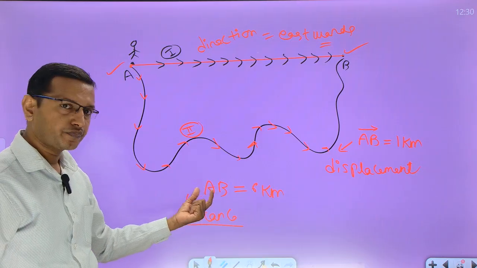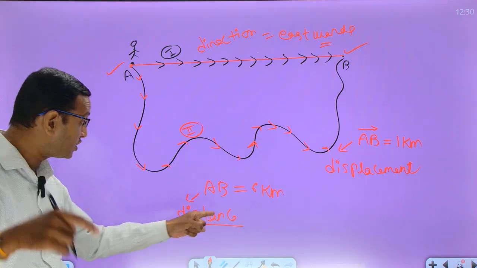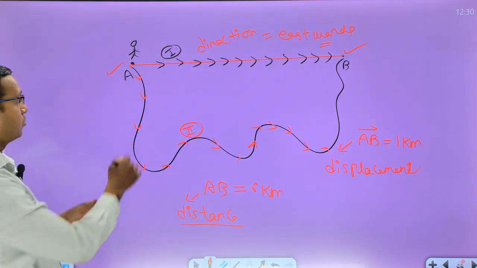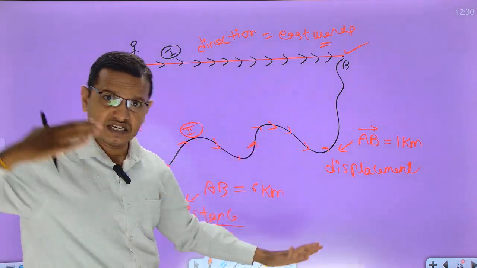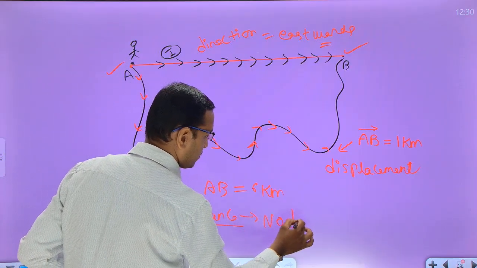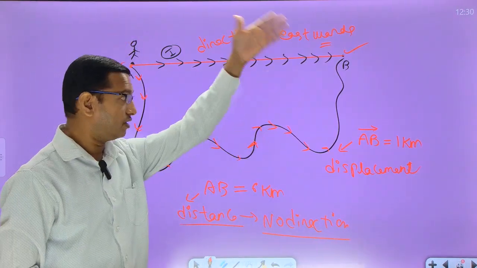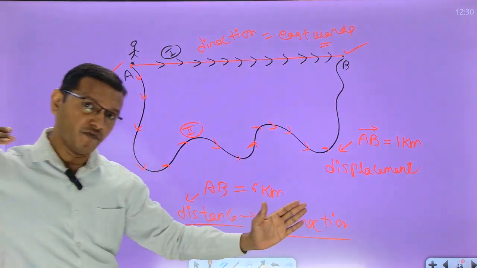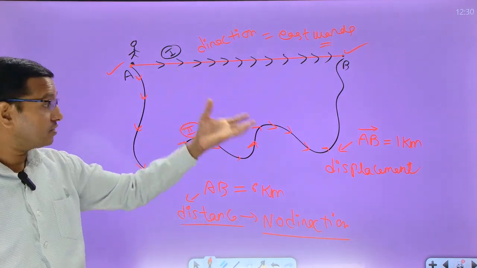Now, coming to distance. This AB equals 6 kilometers. Distance is 6 kilometers here. Now, I'll ask what is the direction for this distance? There is no direction. Why? Because it is coming down, going left, again moving right, again moving up. There is no particular direction. So distance has no direction. It is having multiple directions, and that is not called direction in physics. Direction means the object should move in one particular straight line path. That's it. Very simple.